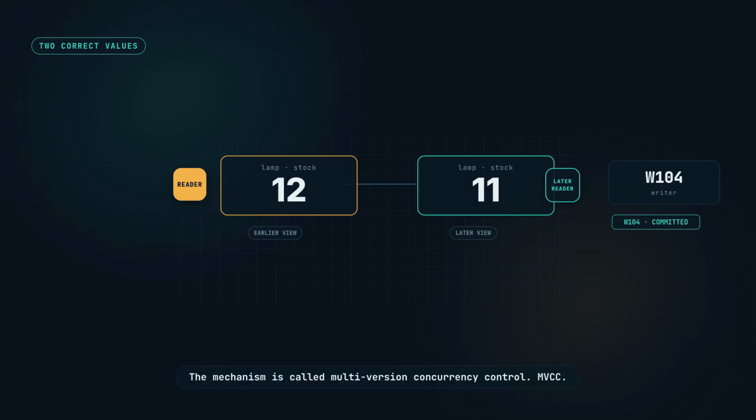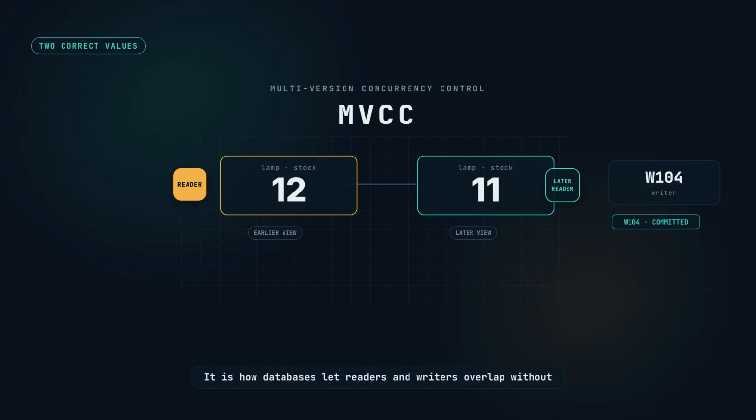The mechanism is called multi-version concurrency control, MVCC. It is how databases let readers and writers overlap without turning every row into a waiting line. To understand it, we're going to follow one reader and one writer as the same row splits into two versions.